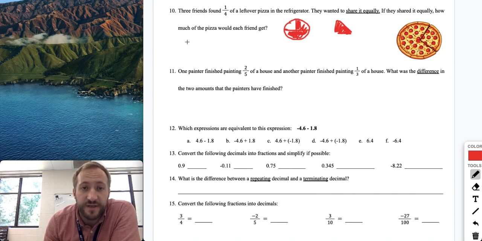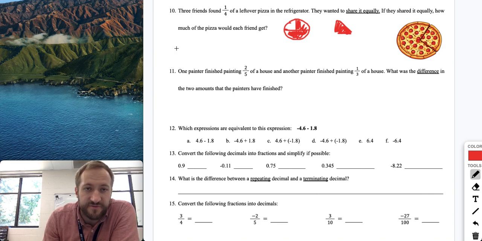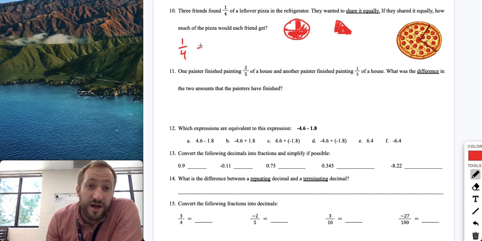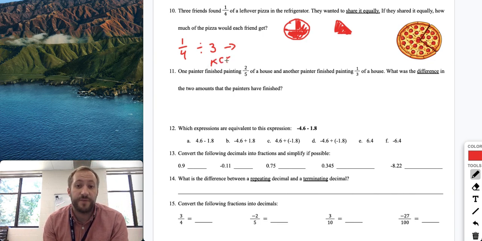So looking at this, I have 3 friends. Actually, hang on one second. If they're splitting up the pizza, whatever's being split up always comes first. So 1/4 is what they're trying to split up. 3 friends found it. So a lot of kids want to do this: 1/4 divided by 3. So if we do that, because we're splitting something up, let's see what it turns into. Whenever we divide fractions, I always use that keep, change, flip method.